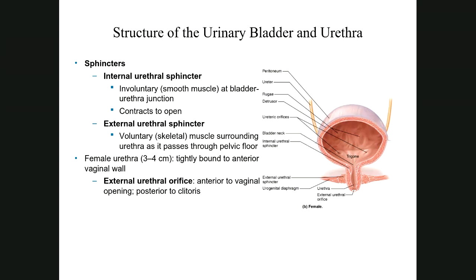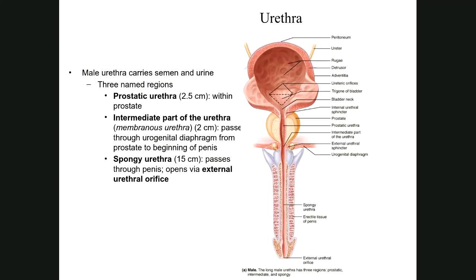The male urethra carries semen and urine at the same time. We have three named regions. We have the prostatic urethra by the prostate. We have the intermediate part of the urethra past the urogenital diaphragm, from the prostate to the penis. And we have the spongy urethra that opens via the external urethral orifice.